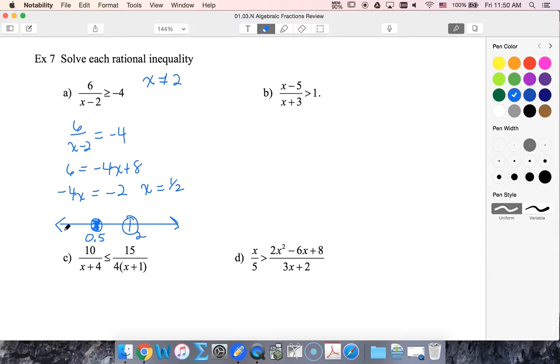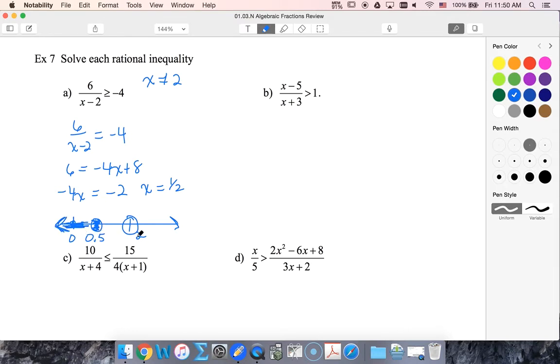So a nice number on this side to pick is 0. If I plug in 0, then I would get 6 over negative 2. So that would be negative 3, which is greater than or equal to negative 4. That is true. That means it is a solution. So everything that is less than or equal to a half will be a solution.